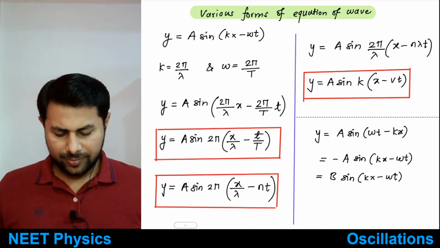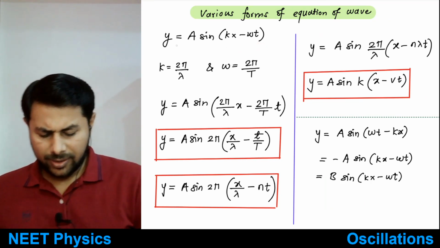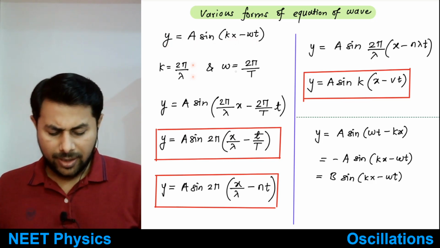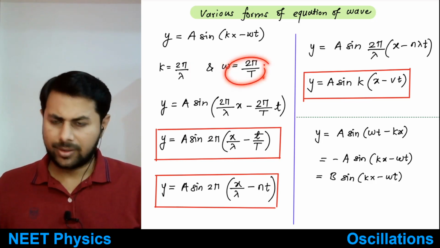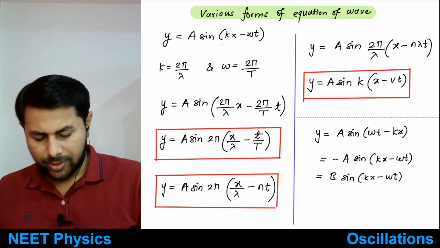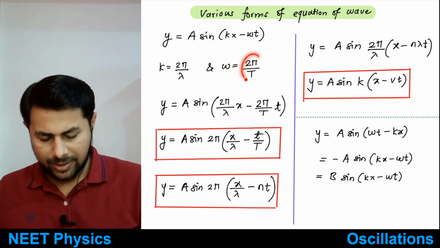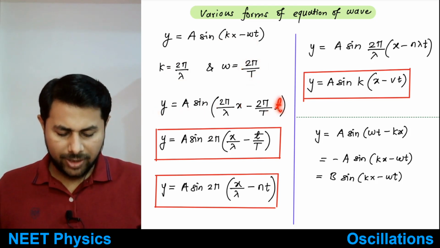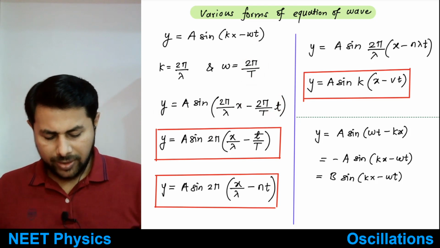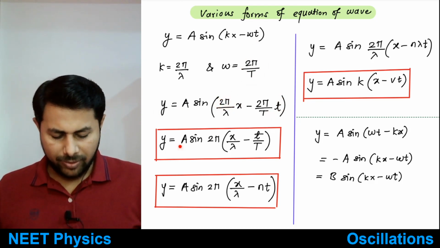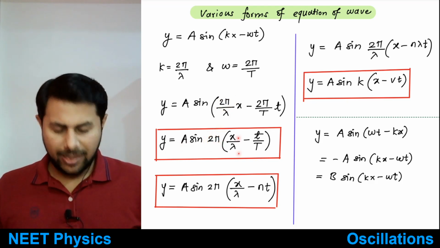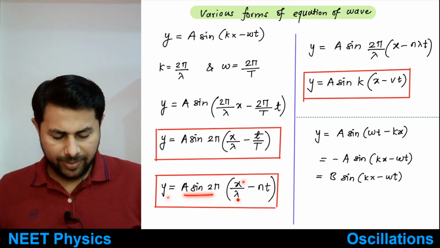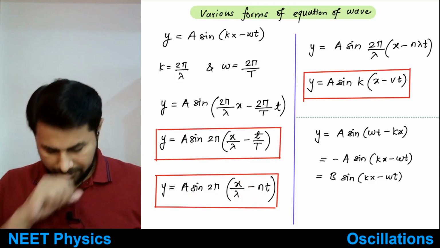Then there are various forms of this equation. We can start with this form, y is equal to a sine of kx minus omega t. Then we can make use of k is equal to 2 pi by lambda, and we know omega is equal to 2 pi by T, from the last chapter, right? So you substitute k is equal to 2 pi by lambda and omega is equal to 2 pi by T. Then you get y is equal to a sine of 2 pi x by lambda minus 2 pi small t by capital T. That is another form. Then you can take 2 pi common, and y would be equal to a sine of 2 pi times x by lambda minus t by capital T. This is another form. Then the next one is y is equal to a sine of 2 pi x by lambda minus nt. This is another form, right?